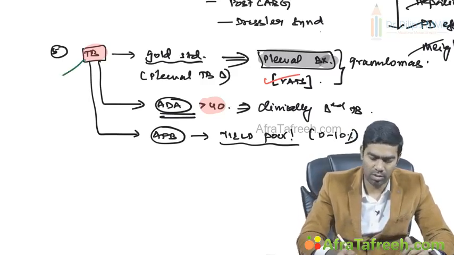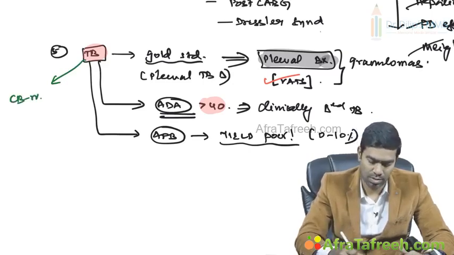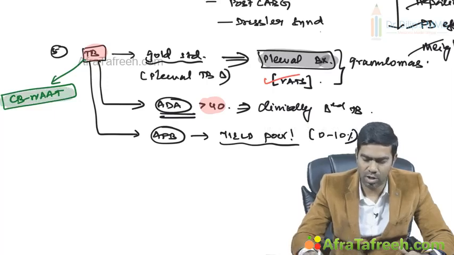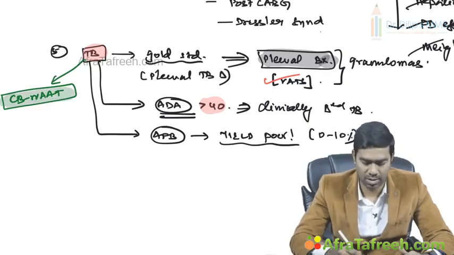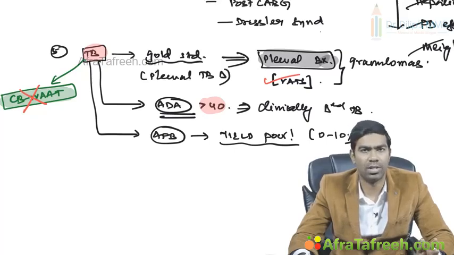But one test which, according to a lot of guidelines, should not be performed often is GeneXpert, that is CBNAAT, cartridge-based nucleic acid amplification test. Even though it's very commonly performed in India by many practitioners, this is one test that is not indicated to be done routinely in a pleural fluid. Remember, in any fluid, pericardial fluid it's not indicated, ascitic fluid it's not indicated, pleural fluid also it's not indicated. The only fluid where you can do a GeneXpert and CBNAAT is in your CSF as an adjunctive diagnostic strategy.